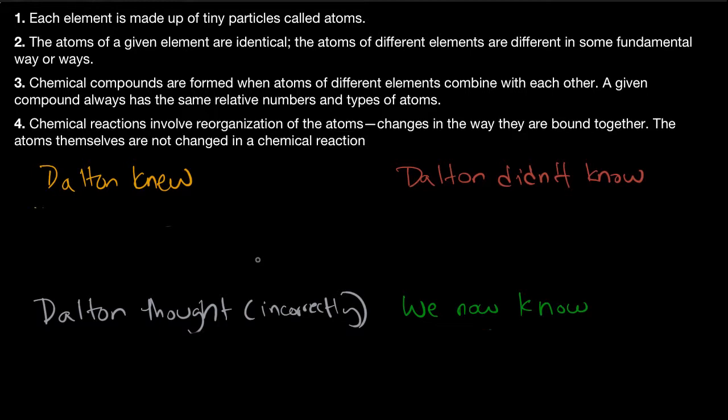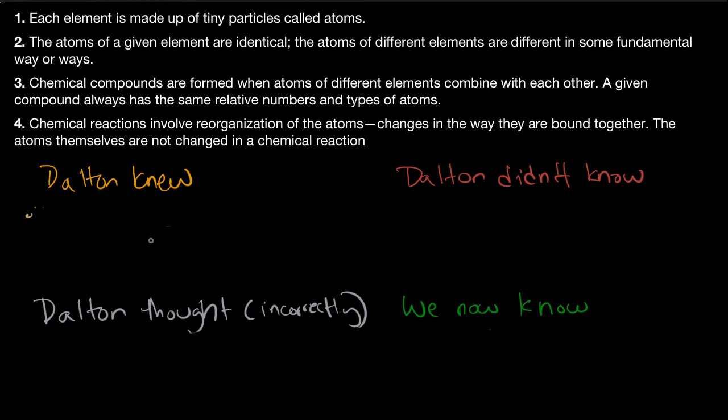First, the first part of his theory said that each element is made up of tiny particles called atoms. I'm sure you've heard of these. The atoms of a given element are identical. Chemical compounds are formed when atoms of different elements combine with each other. And finally, chemical reactions involve reorganization of the atoms. And of course, we did discuss this in the last video about some of the fundamental chemical laws.